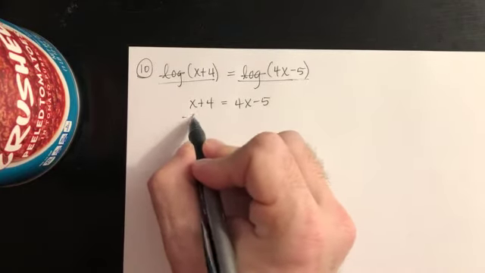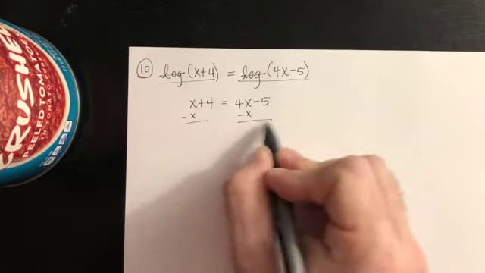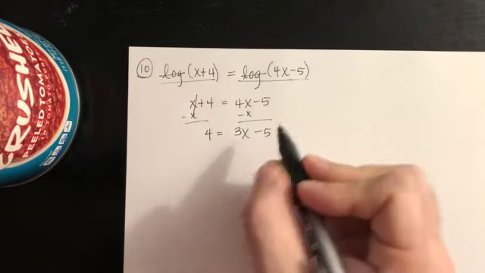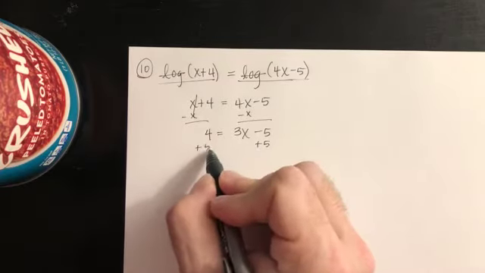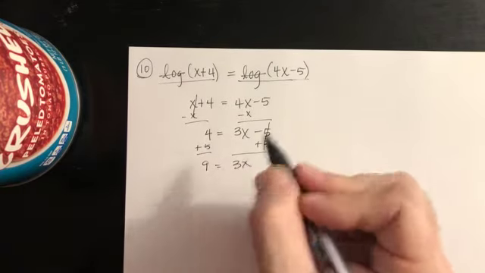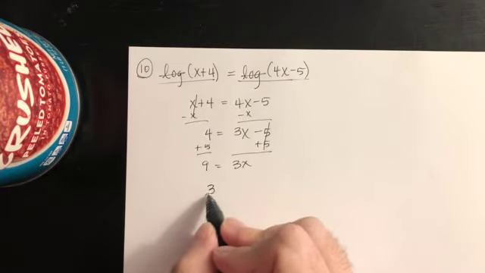Nice. So we're going to subtract x, or at least I will. You may do it differently, but that's okay, as long as you get to the right answer. And then you're going to add 5. You get 9 is equal to 3x. Then you divide by 3 and you get x equal to 3.